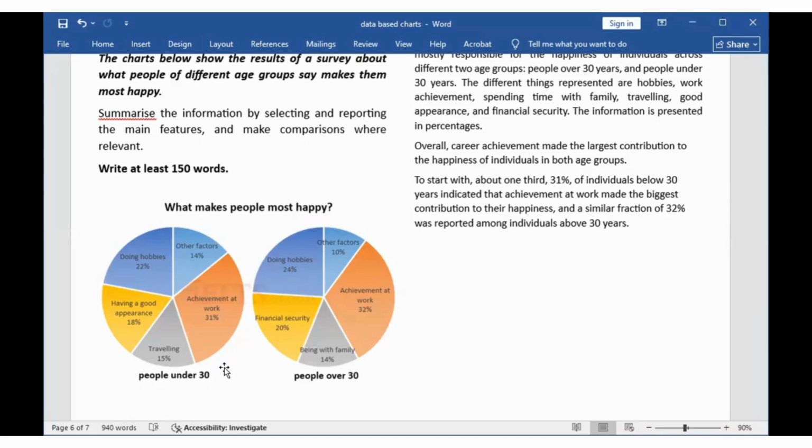And then you can see that the figure is close, 32% for people above 30. So ladies and gentlemen, which is the next category I'm going to talk about? Of course, I'm going to move back to these people under 30.